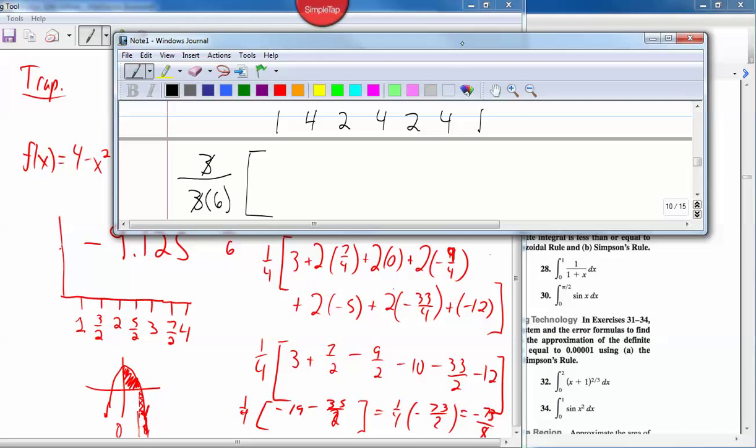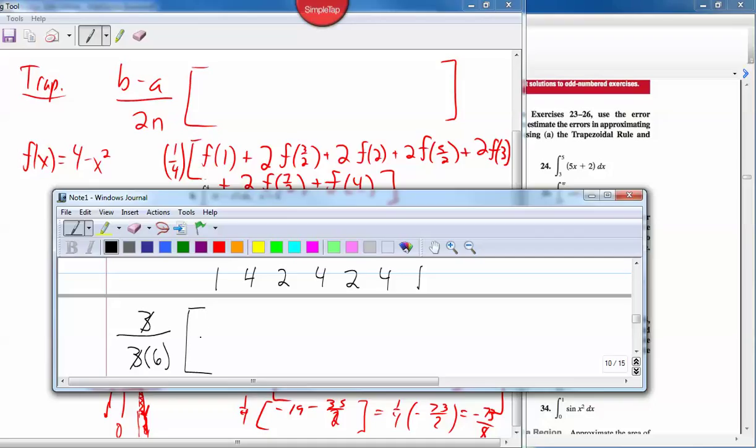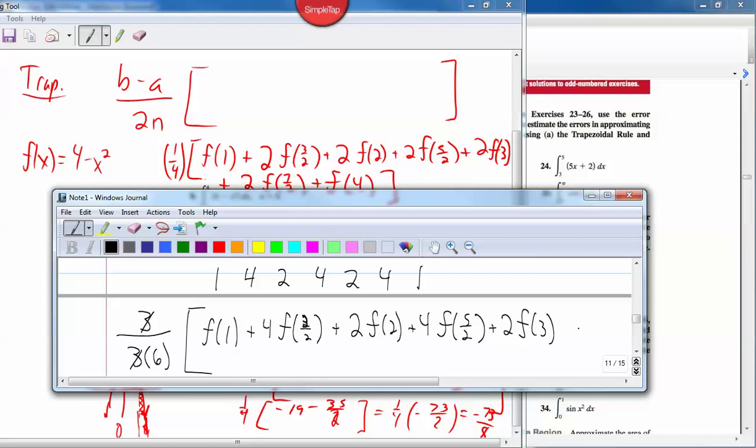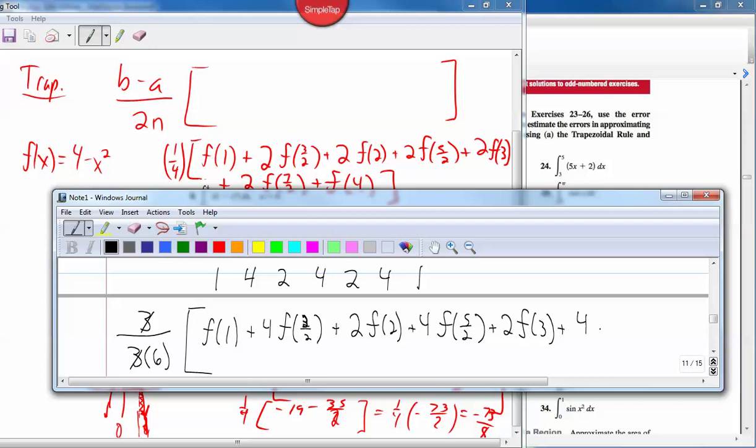So let's see. f of 1 plus, this one's going to be different because you've got to say 4 times f of 3/2. So you can use your other work though. If you do a lot better job than me and are a little more detailed, you can definitely use your other work to help you work this one. So plus 2 times f of 2 plus 4 times f of 5/2 plus 2 times f of 3 plus 4 times f of 7/2 plus, this is where there's nothing, just f of 4. Okay.